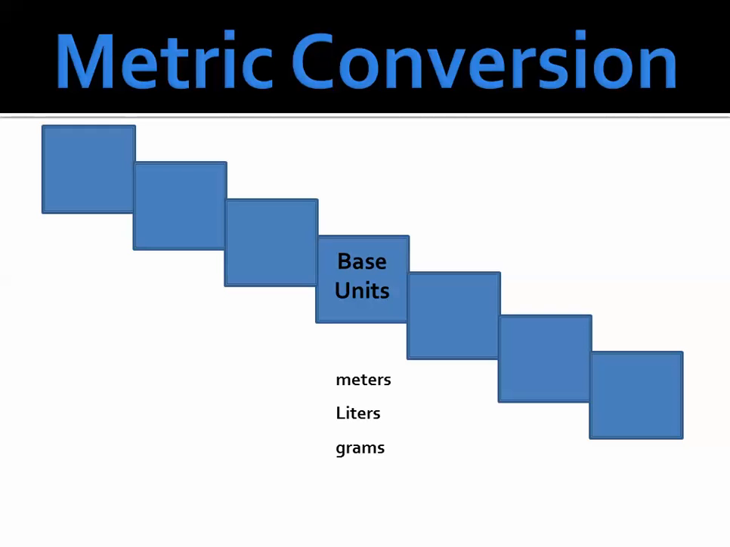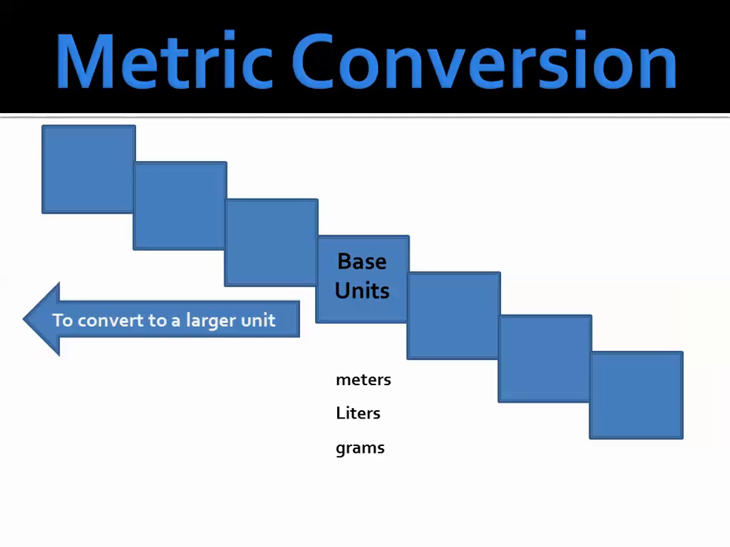So let's get started. When converting units, the placement of the decimal point is what we are changing. In the bottom left corner, you'll see an arrow pointing to the left. Inside it, write to convert to larger units. This means that as you move the decimal point to the left, the unit values are larger and larger.